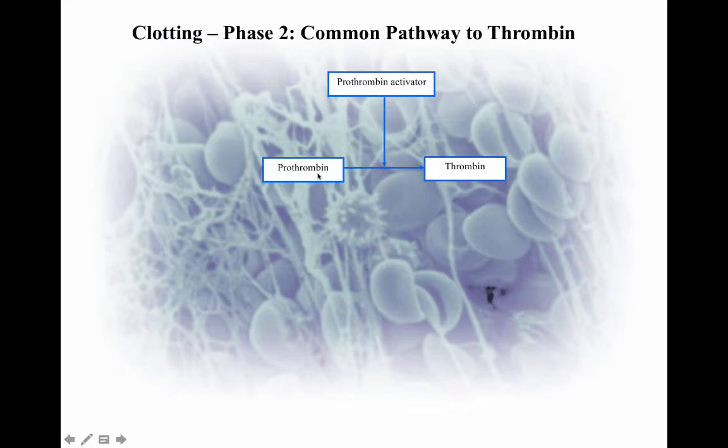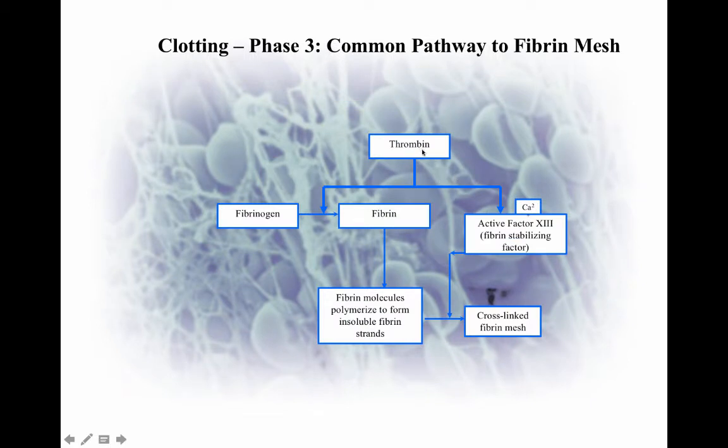Prothrombin activator will activate prothrombin to move to thrombin, and then thrombin in phase 3 will go ahead and activate fibrinogen to be converted to fibrin. These fibrin molecules will polymerize, or come together, to form insoluble fibrin strands, kind of the cargo net mesh. Then this cross-linked fibrin mesh, with a stabilizing factor, active factor 13, will play into this cargo net effect that helps capture cells and stop bleeding.